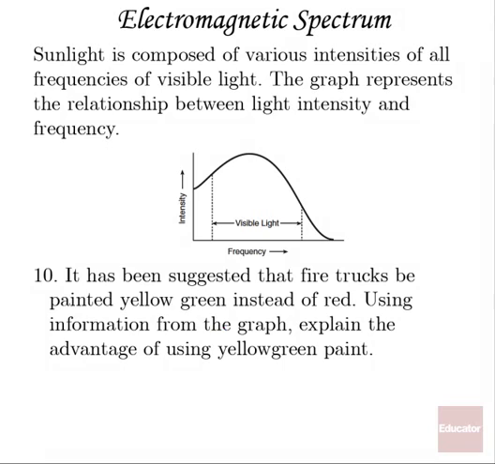Number 10. Sunlight is composed of various intensities, same graph we've had before. It's been suggested that fire trucks be painted yellow-green instead of red. Use information from the graph to explain the advantage of using yellow-green paint. Well, yellow-green paint is here toward the middle of the spectrum where we have the higher intensity. So in that case, you're going to have a greater intensity of incoming light to reflect off the fire truck, so hopefully people pick up more intensity with their eyes. You have more intensity of light getting to people's eyes. So I would write something like, you have a greater intensity for reflection at approximately, well, in the green. How's that? In the green.